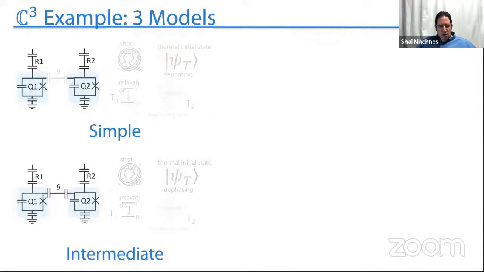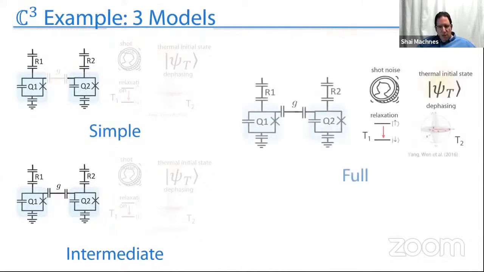The intermediate model, we bring back the coupling. We're now aware the qubits are coupled, but again, the more complex features are out. And then we have the full model. Okay. And now we start iterating.